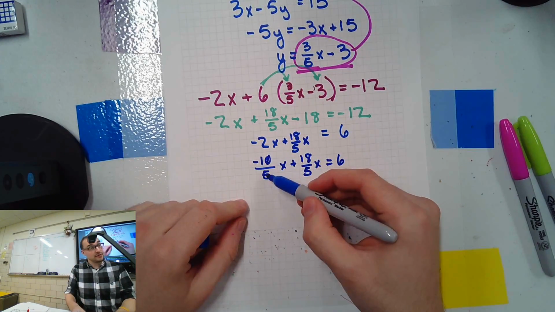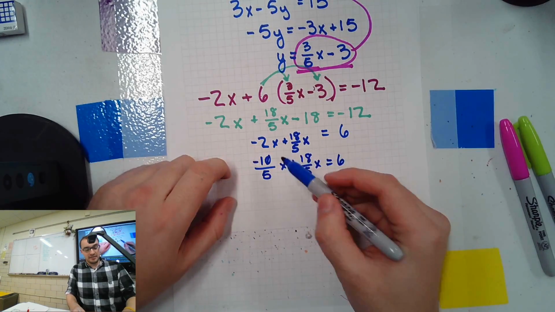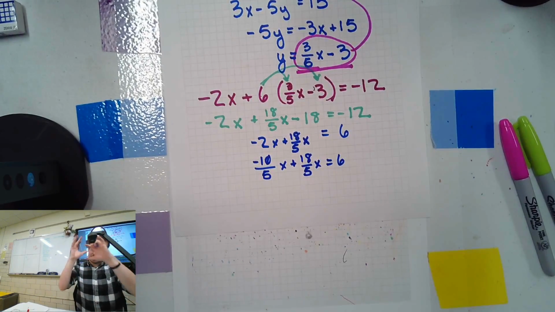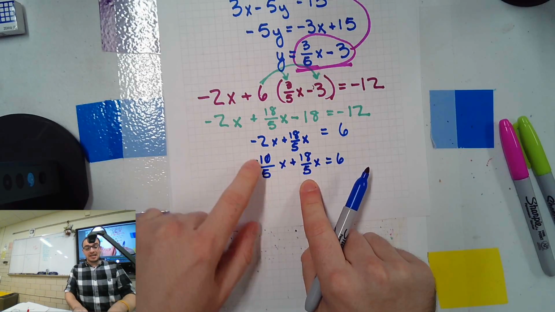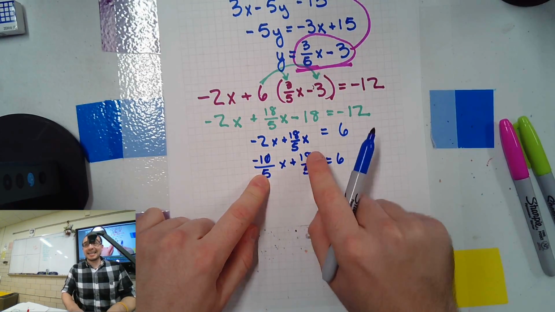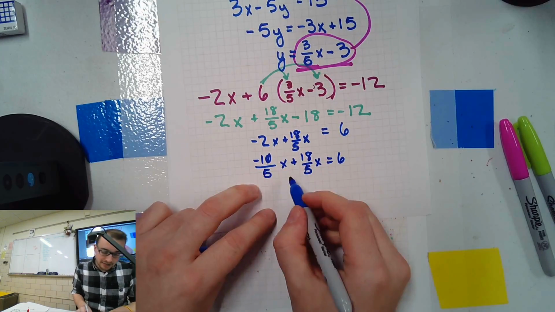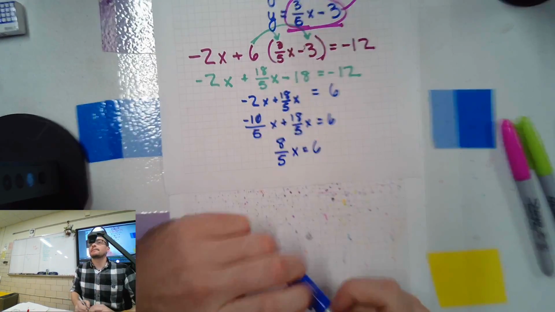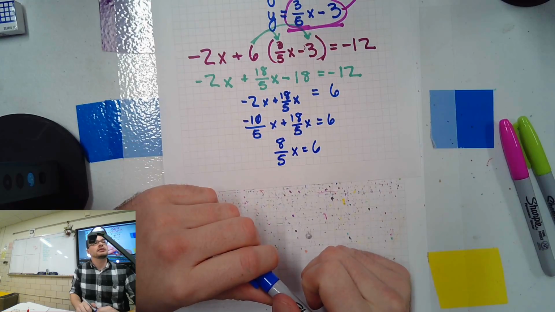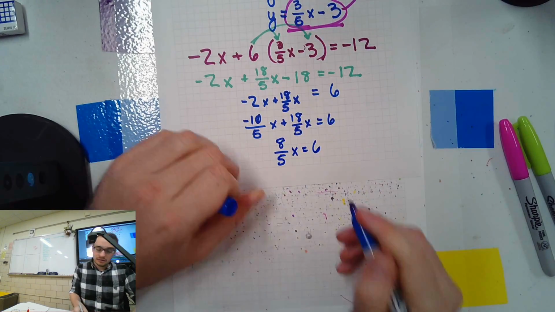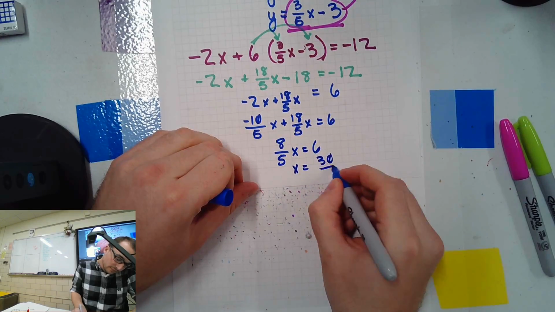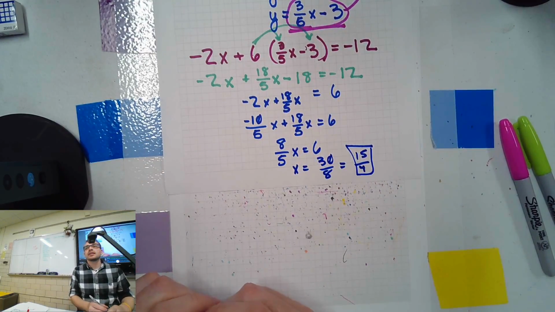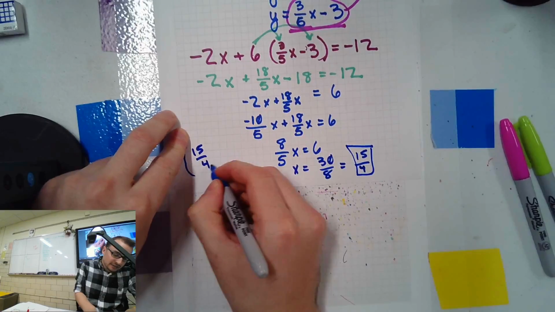10 divided by 5 is still 2, right? Troy, 10 divided by 5 is still 2, right? Yeah. So we didn't change the problem, we just made it look different. And the reason we made it look different is so now we can see how to add these together. Negative 10 fifths plus 18 fifths is 8 fifths. Multiply by the reciprocal, right? So we're going to multiply by 5 and divide by 8. What's 6 times 5? 6 times 5 is 30. Divide by 8. 30 over 8. 15 over 4. They intersect at 15 over 4 for x.